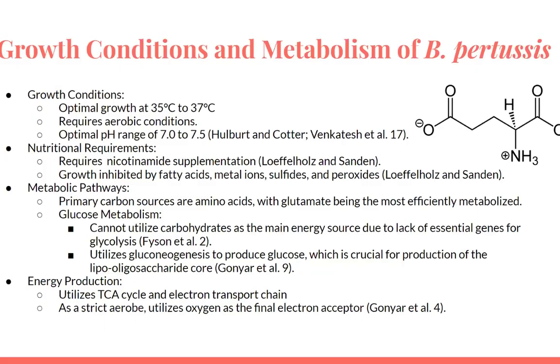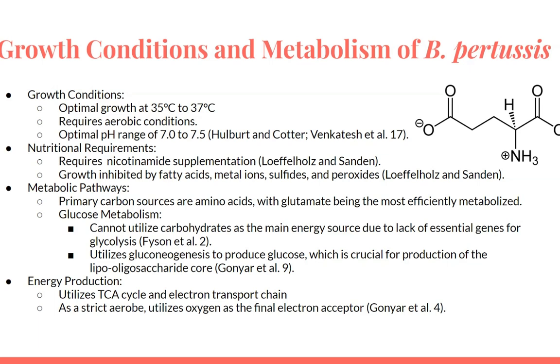Bordetella pertussis has unique growth requirements and metabolic characteristics that enable its survival in the human respiratory tract. It thrives in aerobic conditions with a temperature range of 35 to 37 degrees Celsius and a pH range of 7.0 to 7.5. Nicotinamide supplementation is essential for its growth. However, the presence of fatty acids, metal ions, sulfides, and peroxides can inhibit its growth.